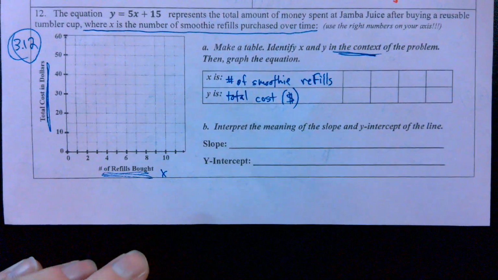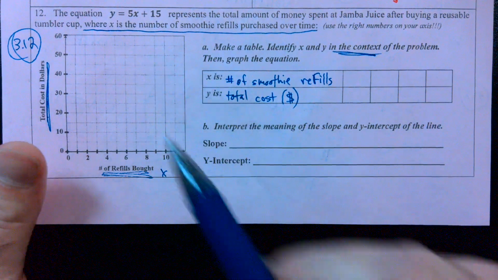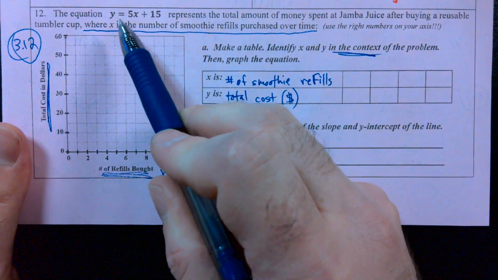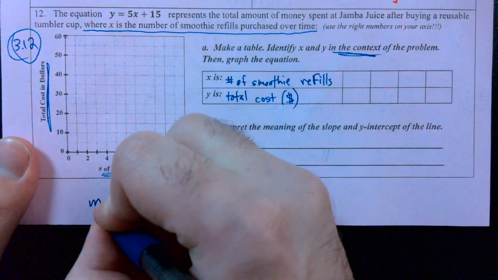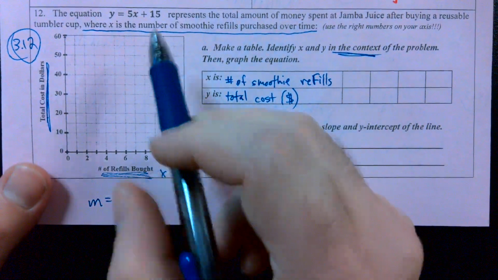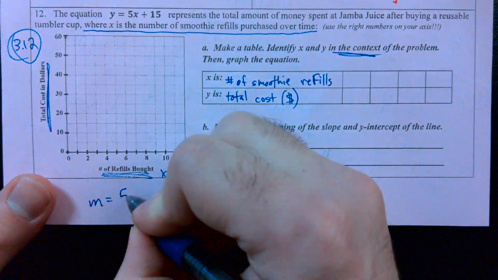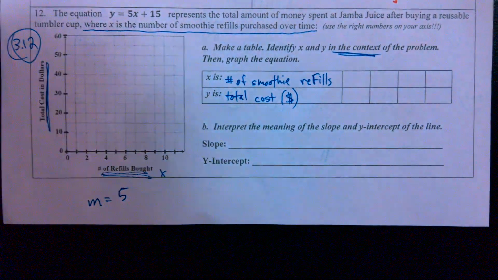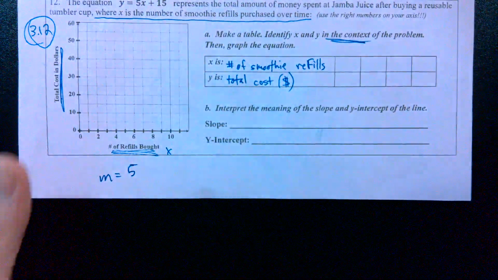Okay? Now, forget the context for a second. Let's graph this line. I'm just going to look at y equals 5x plus 15. What's my m for that equation? What will my slope of this line be? 5, right? Do I want to leave it as 5 or do I want to do something with that 5? We want to turn it into a fraction, right?